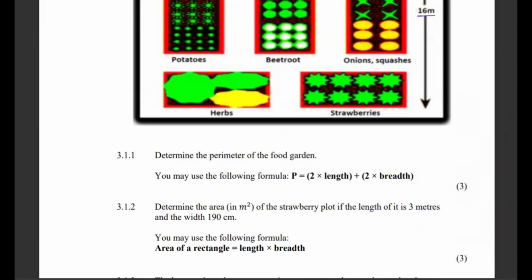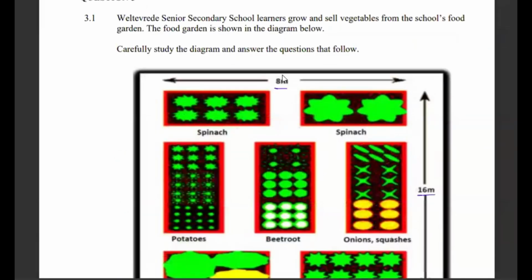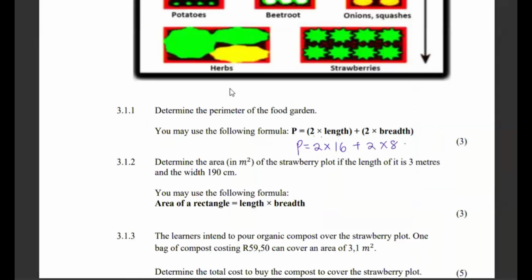They have given the formula. The problem in paper 2 is that people don't know how to substitute. So 2 times the length. What's the length? It's 16, plus 2 times 8, which is the width, which is up here. Okay, so we go in and we say 32 plus 16. The answer became 48. Don't forget the units. These were meters.